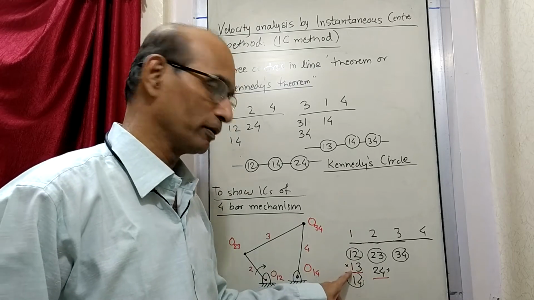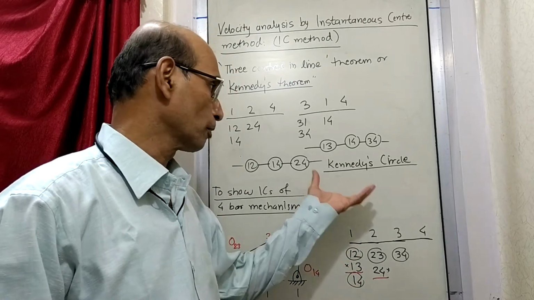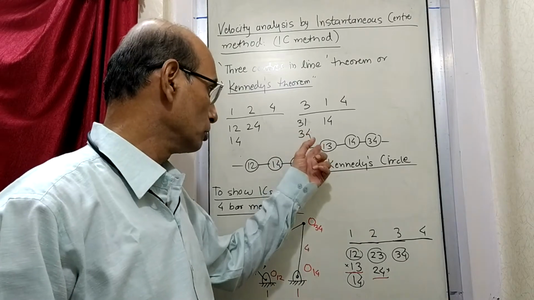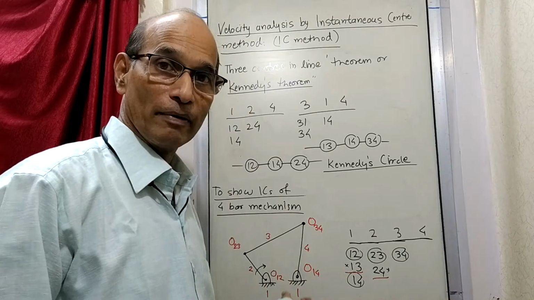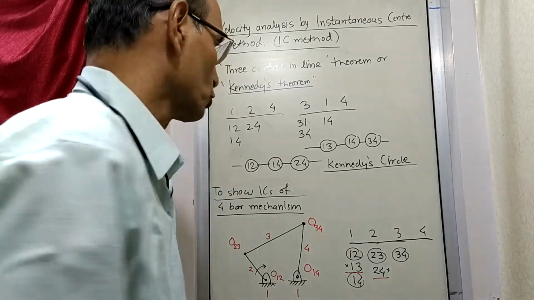We will be able to find out 1, 3. By making use of Kennedy's circle and this rule, we will be able to find out these centers which are not available just by observation. So what is this Kennedy's circle?